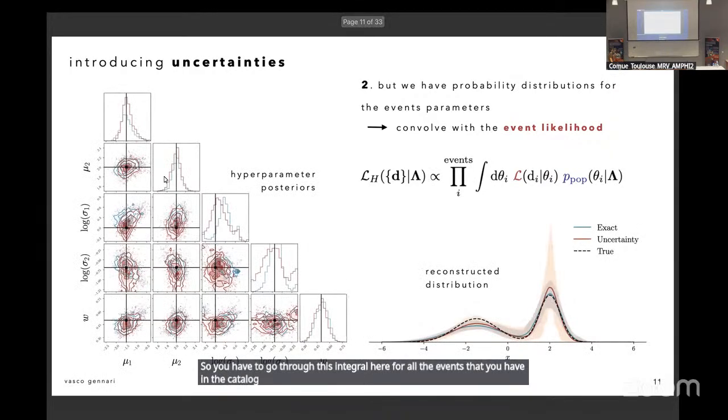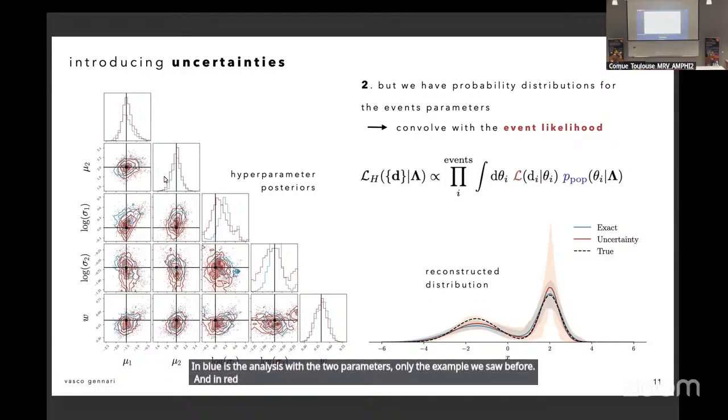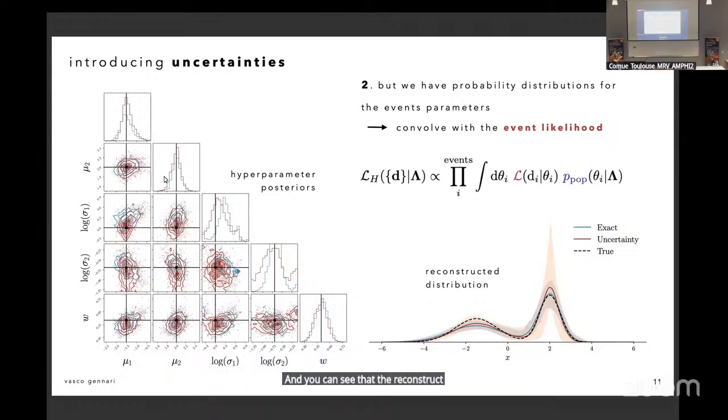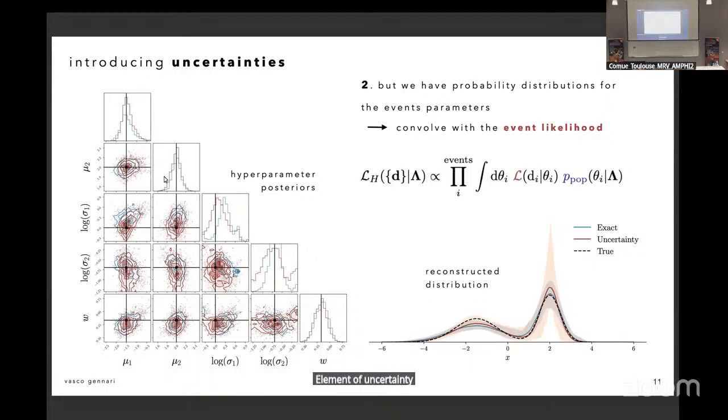Now, if you do this, I'm comparing here in blue the analysis with the true parameters only, the example we saw before, and in red the one in which you have also some Gaussian uncertainties on these measurements. And you can see that the reconstructed distribution is wider, the uncertainties are much higher, because you're introducing an additional element of uncertainty in the analysis.